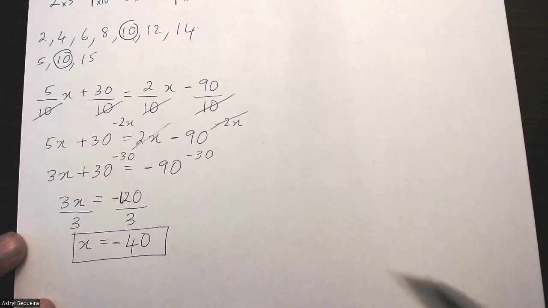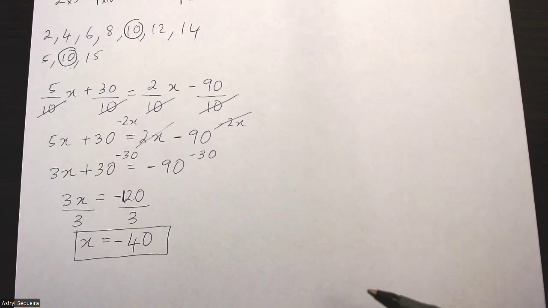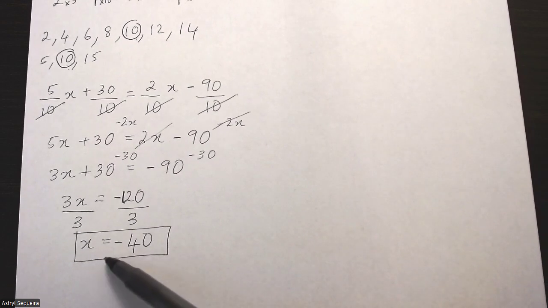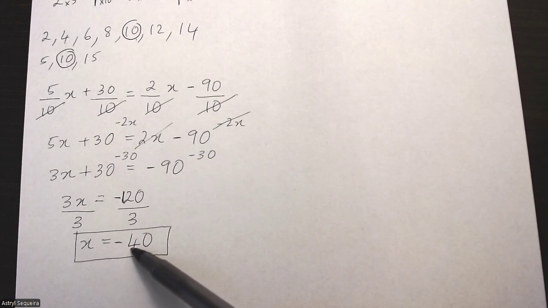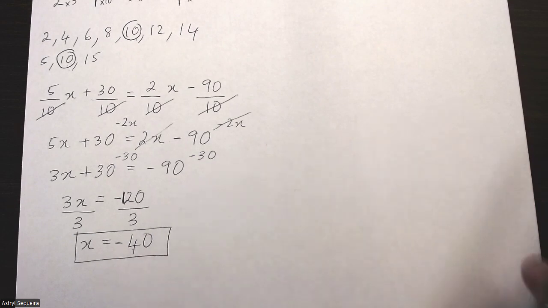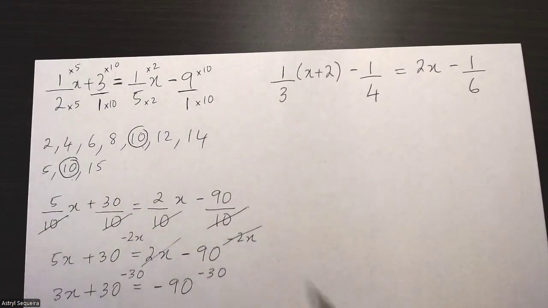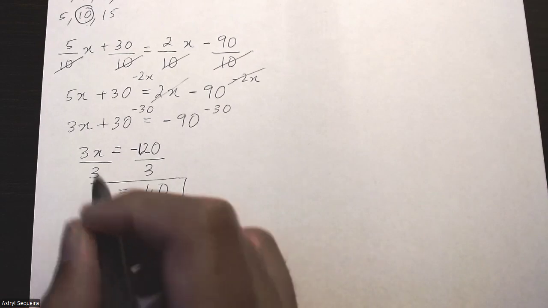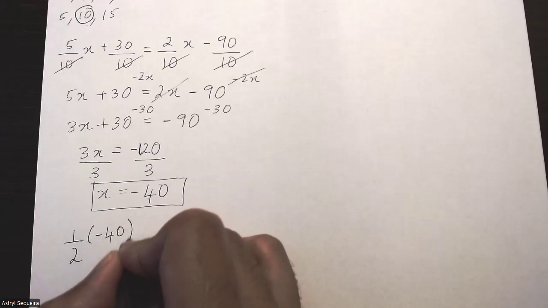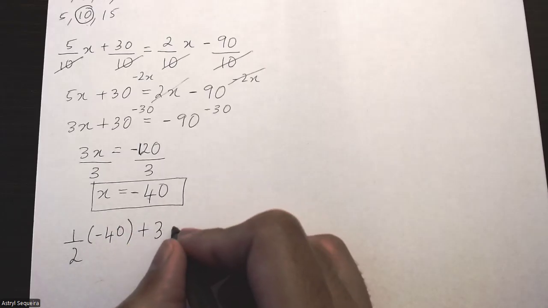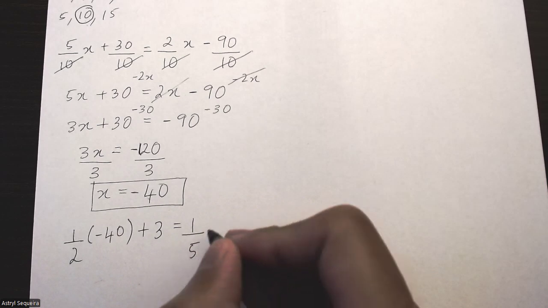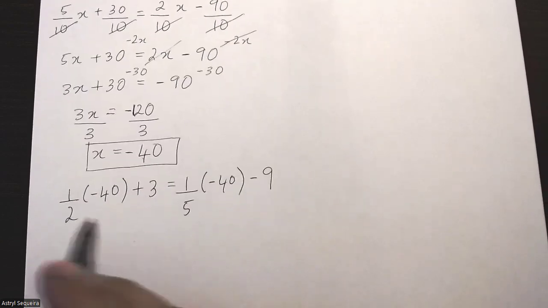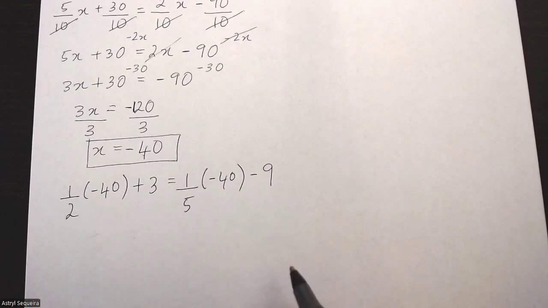Now, once you get your solution in the test, you should move on to the next question. But when you complete the test, if you have extra time, it's always a good idea to check whether your solution is right or not. To check, you can sub it back into the original equation in the question. So you'll do 1 over 2, but instead of x, you'll put negative 40, plus 3 equals 1 over 5 times negative 40 minus 9. And then we'll solve either side to see whether they're both equal.